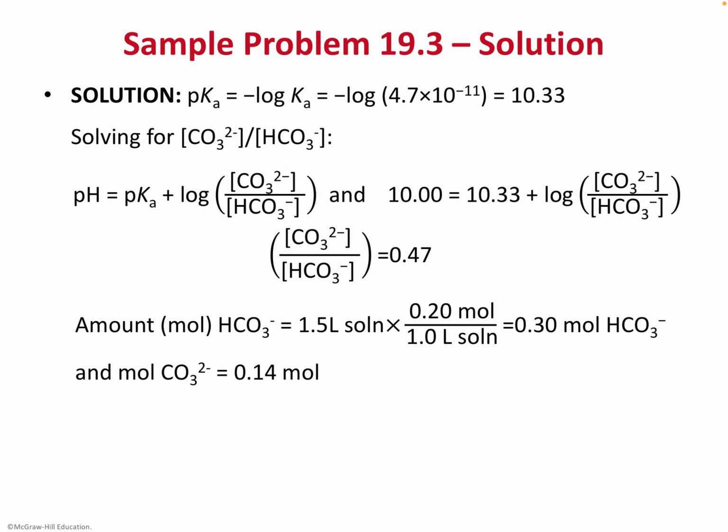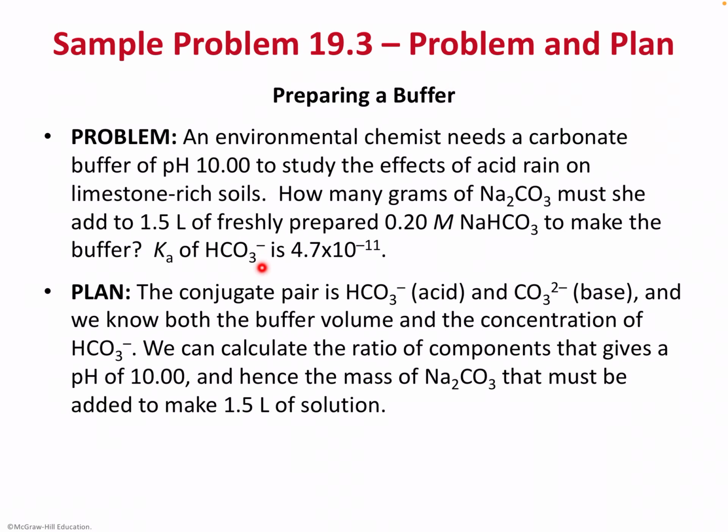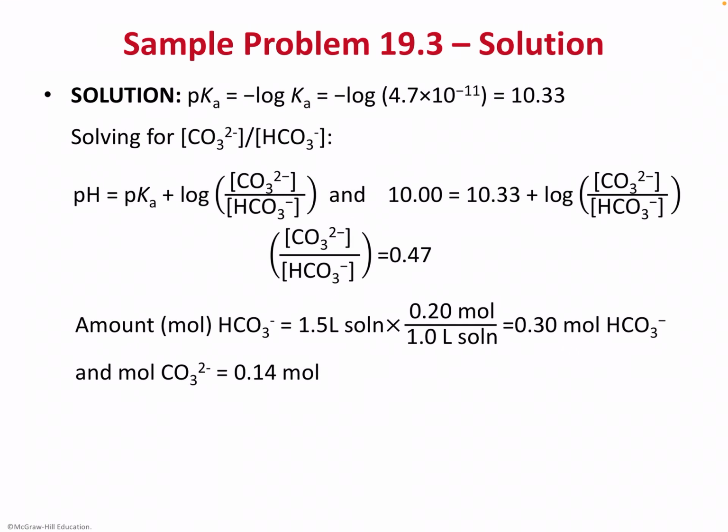Okay, now we were given the Ka of hydrogen carbonate. So what we can do is find the pKa. The pKa is the negative log of Ka, which is negative log of 4.7 times 10 to the negative 11, which is 10.33. From the Ka, you find the pKa of our hydrogen carbonate, which is going to be the acid component. Now we are trying to solve for the ratio of carbonate to hydrogen carbonate.